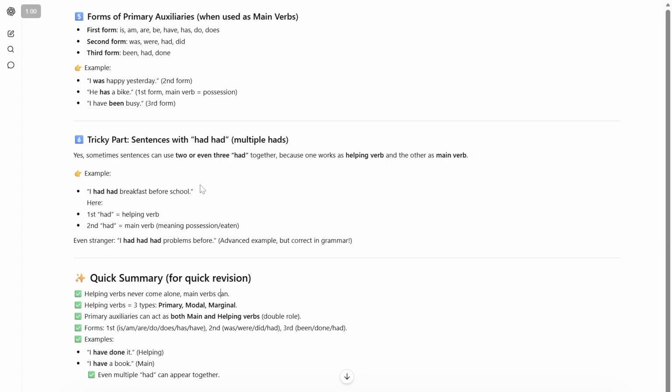Quick summary for quick revision. Helping verbs never come alone. Main verbs can. Helping verbs equals 3 types: primary, modal, marginal. Primary auxiliaries can act as both main and helping verbs. Double role. Forms: first is, am, are, do, does, has, have. Second, was, were, did, had. Third, been, done, had. Examples, I have done it, helping. I have a book, main. Even multiple had can appear together.